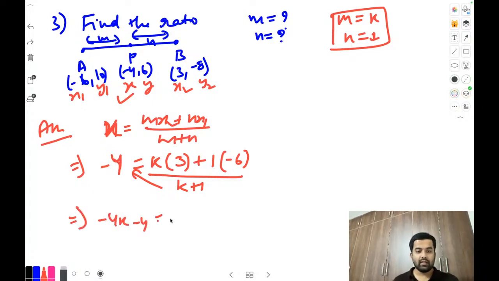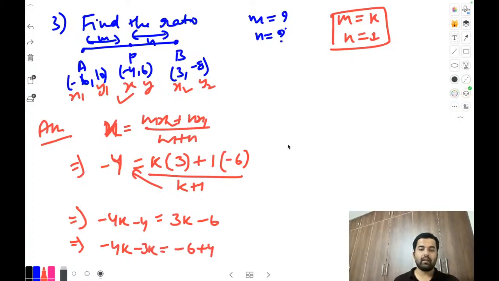Okay. And this becomes what? 3k minus 6 minus 4k minus 3k. And this becomes what? Minus 6 plus 4. So the last answer: minus 7k equal to minus 2, the minuses cancel. K becomes what? 2 by 7.